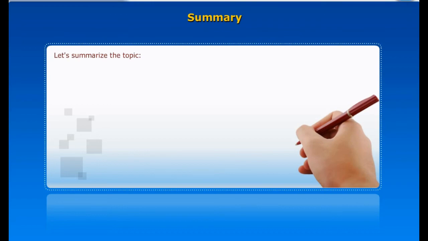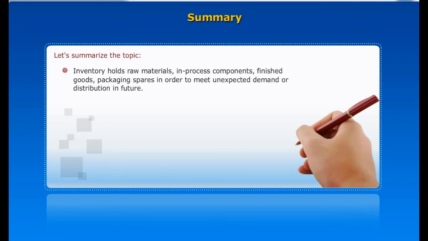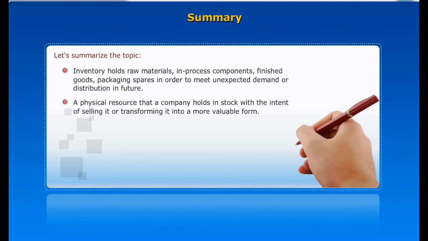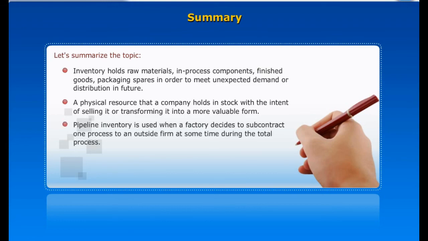Summary. Let's summarize the topic. Inventory holds raw materials, in-process components, finished goods, packaging, spares in order to meet unexpected demand or disruption in future. A physical resource that a company holds in stock with the intent of selling it or transforming it into a more valuable form. Pipeline inventory is used when a factory decides to subcontract one process to an outside firm at some time during the total process.